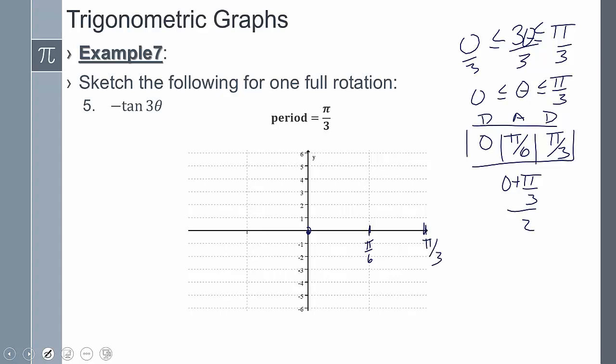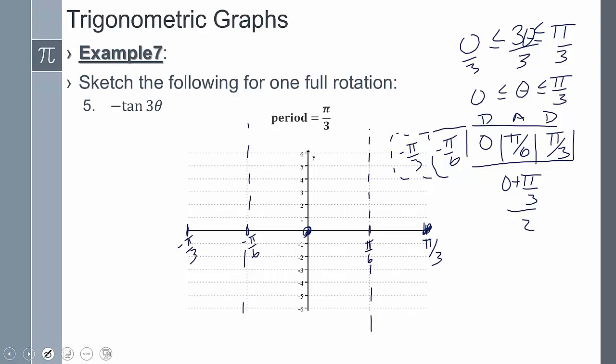Now I can go in the negative direction, right? So it looks like it's going up by pi 6 every time. So this is going to be negative pi 6. And then if I keep going that way, that'll be negative pi thirds. So then this is negative pi 6, and this is negative pi thirds. And so we have our dot, asymptote, dot. You just continue the pattern forever.